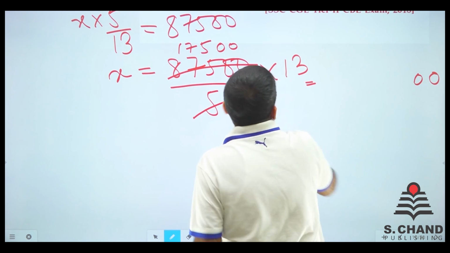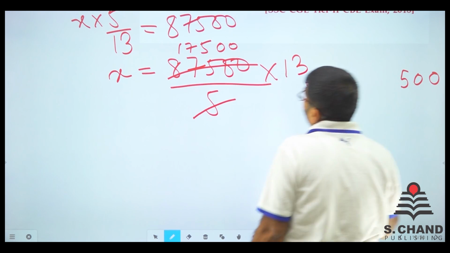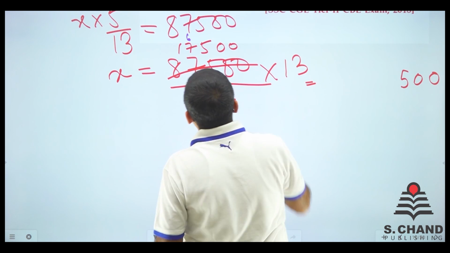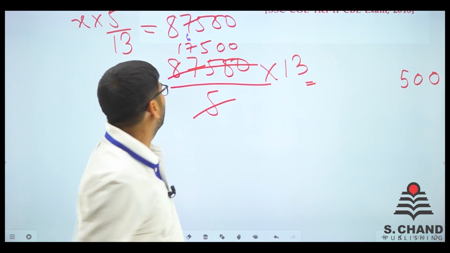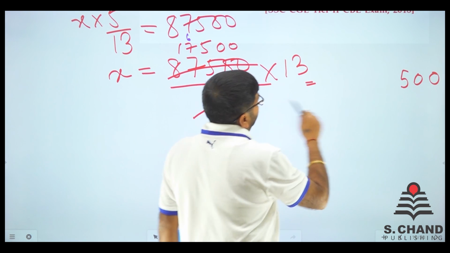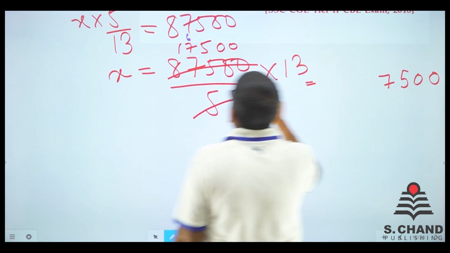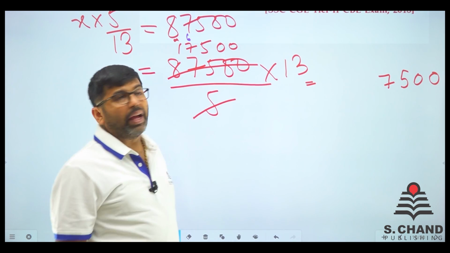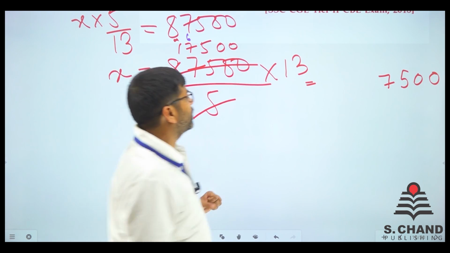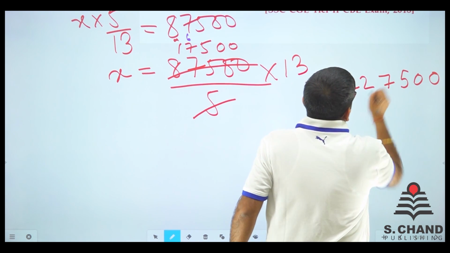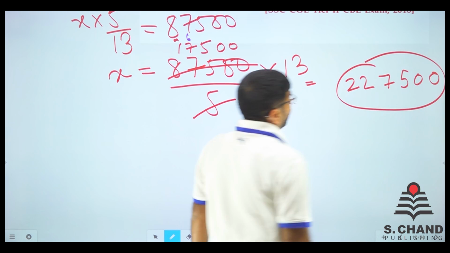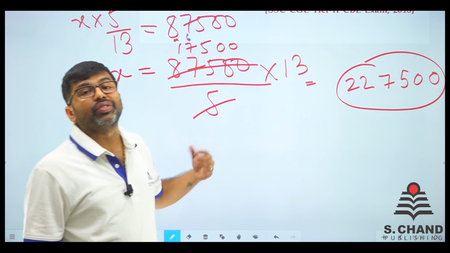Now 13 into 5 is 65. So we get 5 here. Then we put 6 as a carry. 13 into 7 is 91. 91 plus 6, that is 97. And we put 9 as a carry. So 13 ones are 13 and 13 plus 9 is 22. So finally we got the total profit. That is the total profit received.